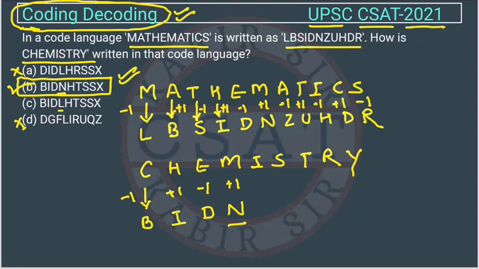So similarly, as you can see here, this will be -1, this will be again +1, this will be -1, this will be +1, and this will be -1, right? So in this way you can write for all these letters.